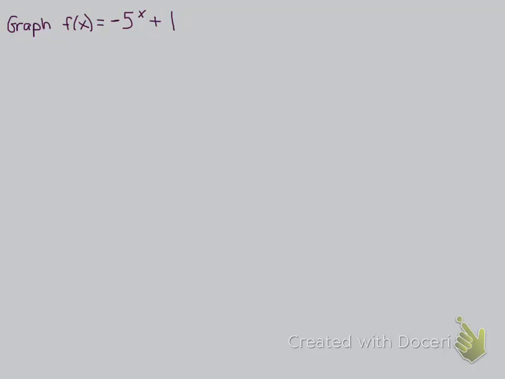In this video, we're going to graph a pretty basic exponential function with some transformations. We're going to graph f of x is equal to -5 to the x plus 1. First, we'll identify the parent exponential function. Every parent exponential function is in the form of f of x is equal to b to the x. So therefore, our parent function is f of x is equal to 5 to the x. We're going to start by graphing this function first and then apply transformations to it.